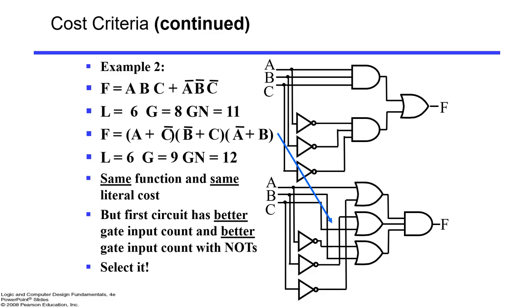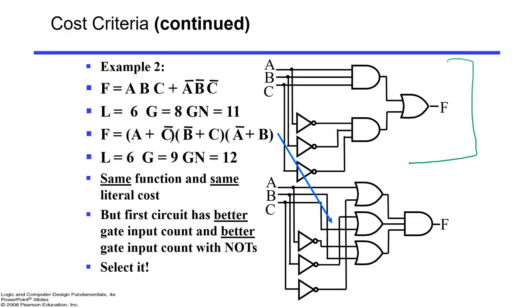Similarly, let's look into another one. Let us take this example first. We have ABC plus A bar B bar C bar. How many literals for this? What is the value of L? It's 6: 1, 2, 3, 4, 5, 6. What about G? You will get 1, 2, 3, 4, 5, 6, and you can say 2 inputs in the OR gate, so you will get 8. And what about GN? It is 11 because 3 NOT gates will be added here.